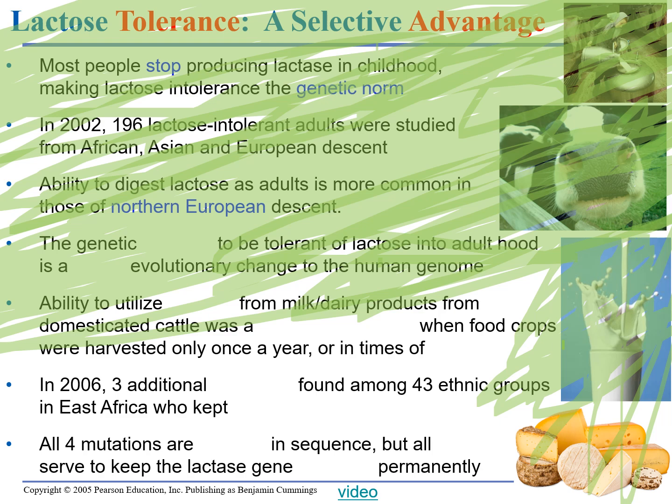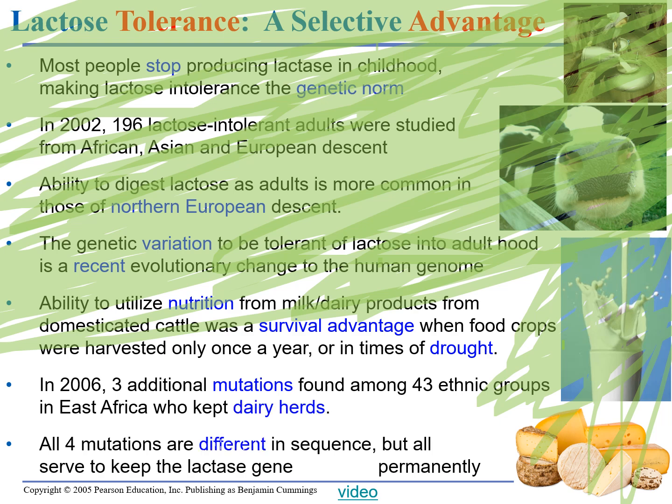The ability to utilize nutrition from milk and dairy products from domesticated cattle was a survival advantage when food crops were harvested only once a year or in times of drought. In 2006, 3 additional mutations were found among 43 ethnic groups in East Africa who kept dairy herds. All 4 mutations are different in sequence, but all serve to keep the lactase gene active permanently.